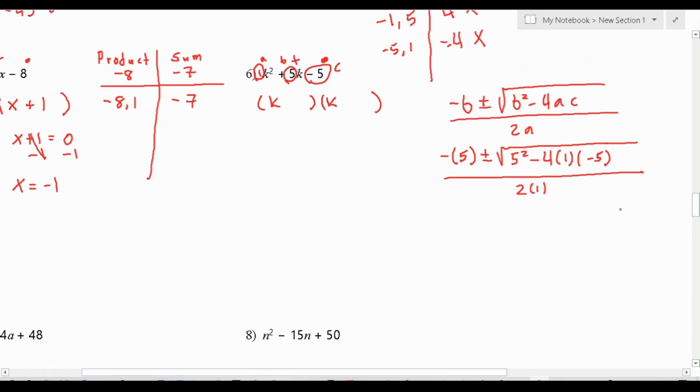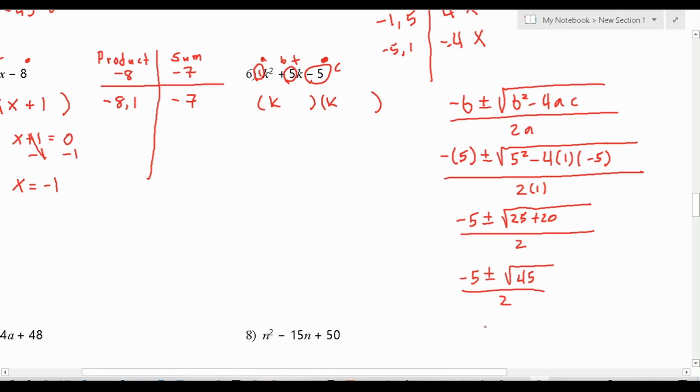So let's keep working this out. Again, negative times positive 5 is just negative 5. That's plus or minus the square root of 5 squared is 25 minus, again, negative 4 times 1 is just negative 4. Negative 4 times negative 5 is going to be positive 20. Again, that's all going to be over 2 times 1, or just 2. Let's keep reducing this. Negative 5 plus or minus 25 plus 20, of course, is going to be 45 all over 2.